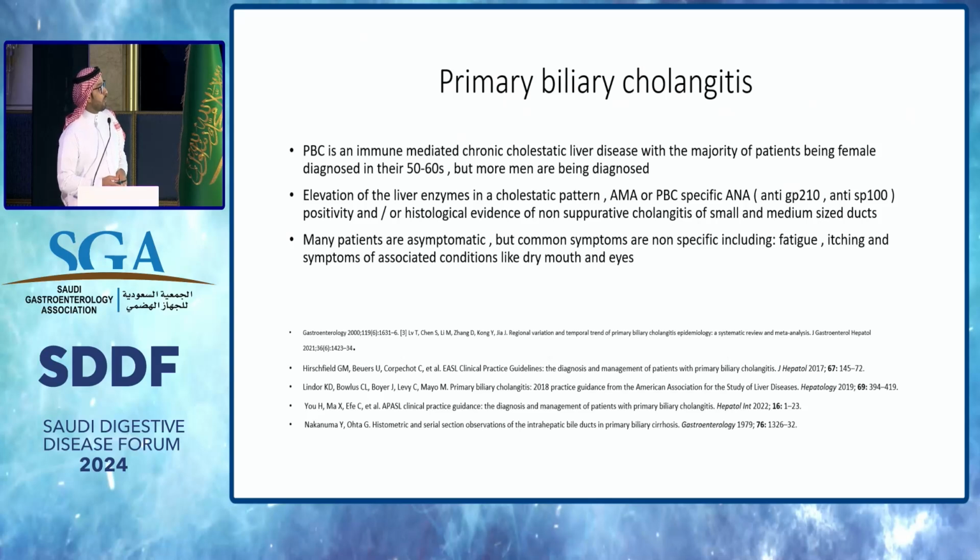Moving on to primary biliary cholangitis, it's an immune-mediated cholestatic condition. If you have 2 out of the following 3 criteria, you can diagnose patients with PBC: histological evidence of biliary damage with evidence of cholestasis, as well as the presence of AMA or PBC-specific ANA. We know the majority of patients with PBC are female, but the proportion of males being diagnosed with the disease is on the rise.